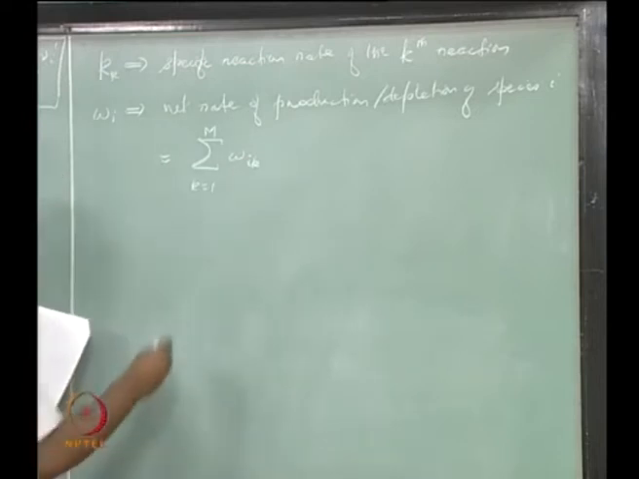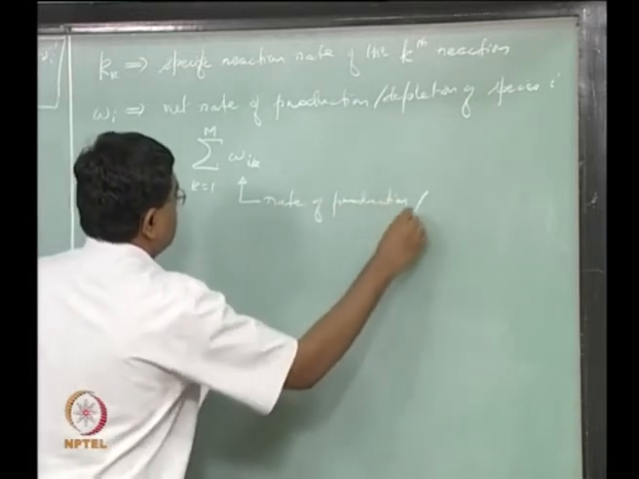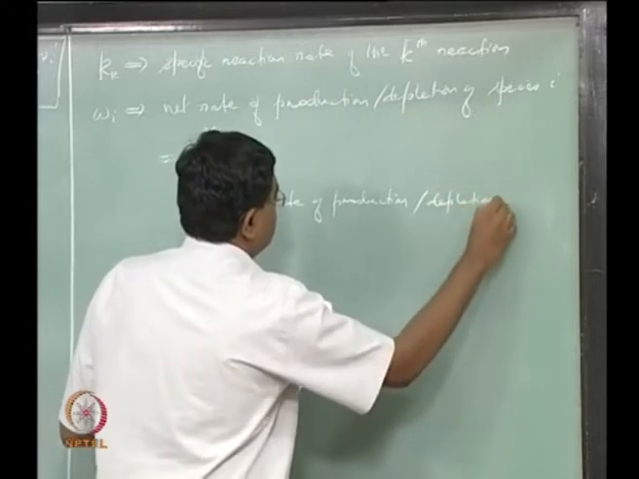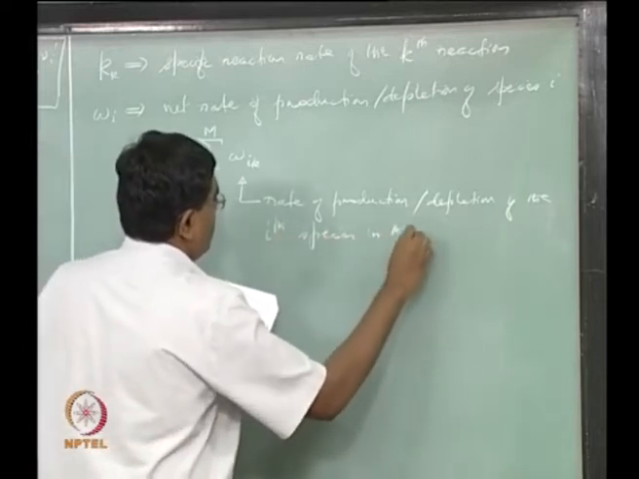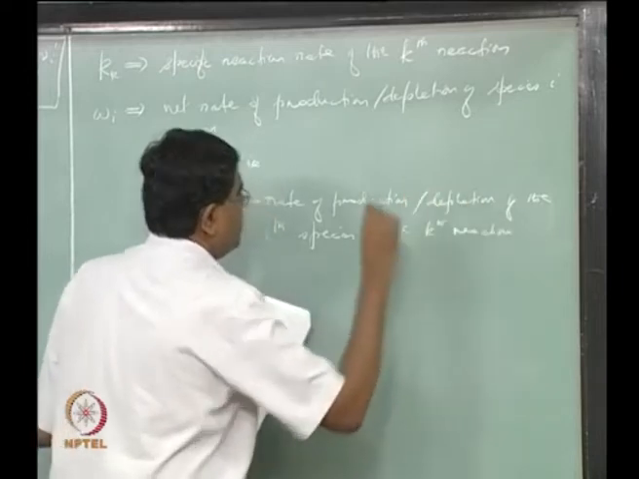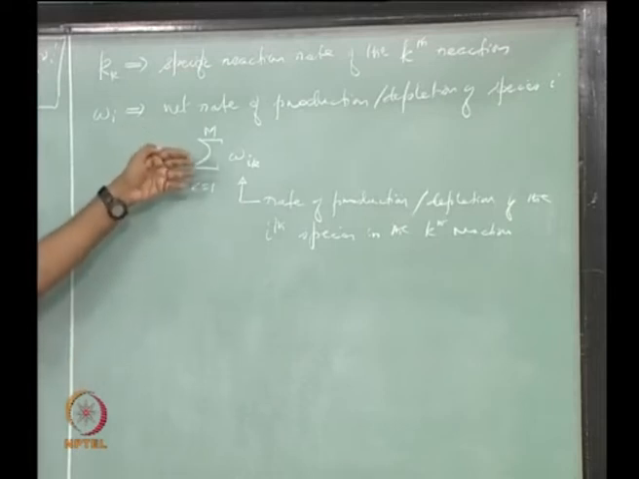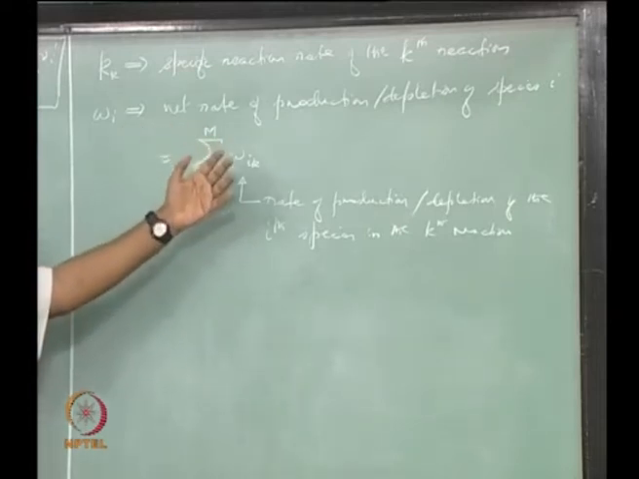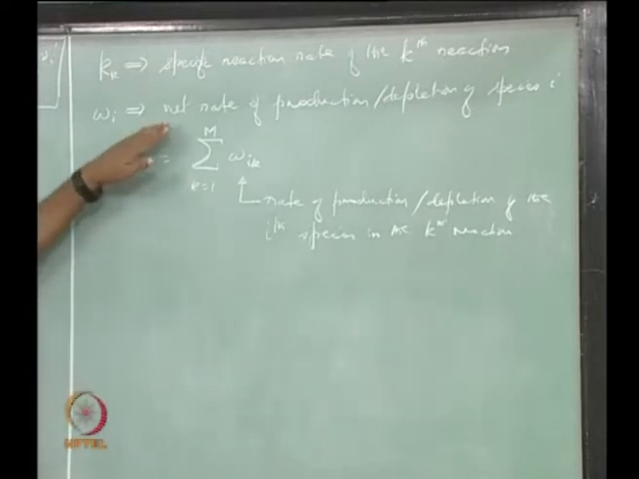So where omega ik is the rate of production or depletion of the ith species in the kth reaction. That means in every reaction, you have some rate of production or depletion of each species, right? That's omega ik. You sum over all the reactions to find out. So in one reaction omega ik could be positive, in another reaction it could be negative. If it is negative, that means it's depleting there. If it's positive, it's being produced there. You add up all that algebraically, and you should now get the net rate of production of that particular species, and that's what we will care about.